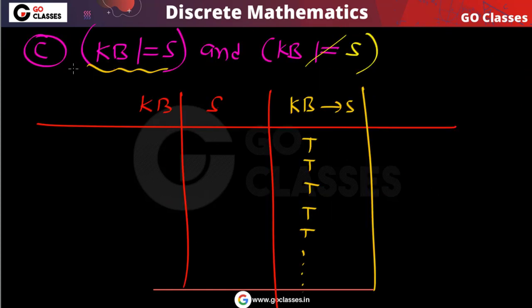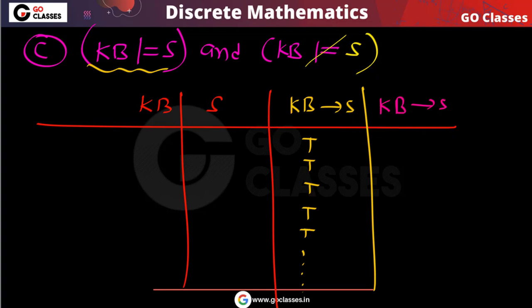Now option C is saying, is it possible that the knowledge base infers S? Knowledge base infers S means knowledge base implies S is a tautology. So is it possible that this is a tautology and this is not a tautology? Of course this is not possible, right? Because if this is a tautology, then this must be a tautology, both are the same.